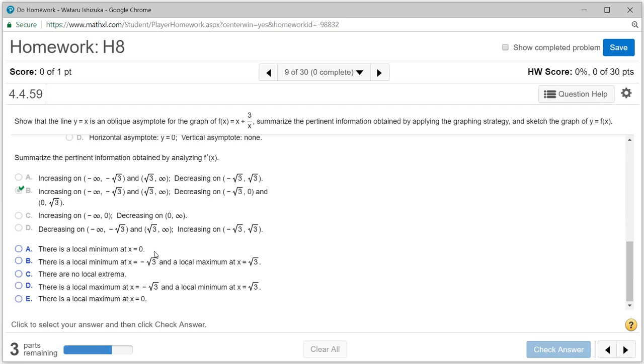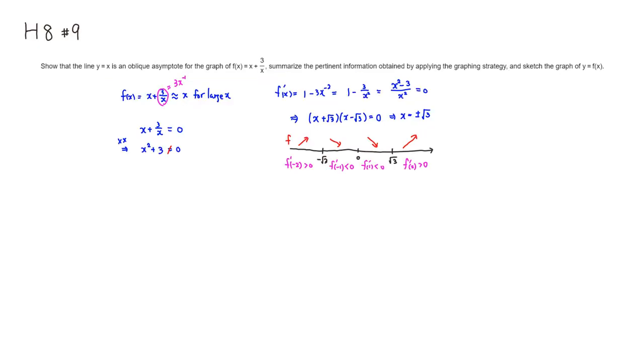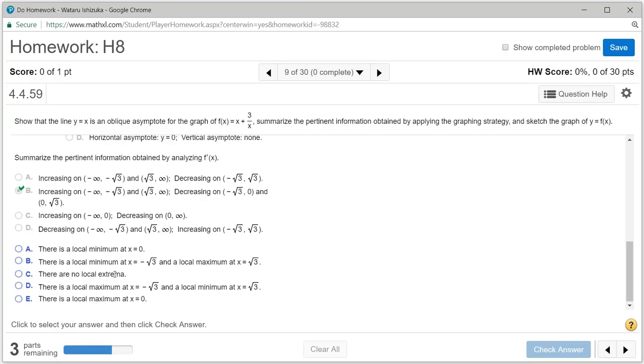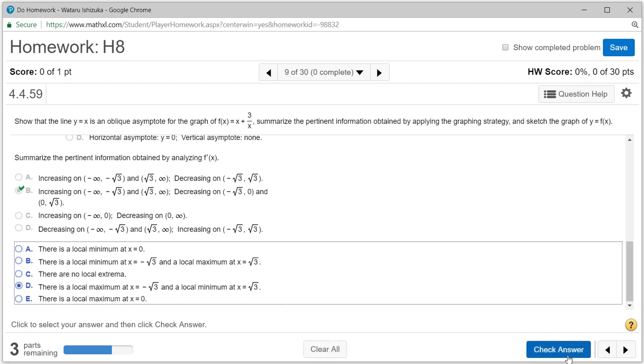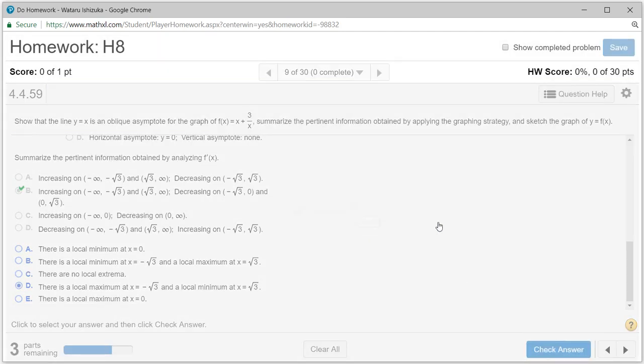All right, then let's see. We want to see if there's a local maximum or minimum. You can see that here, since the function goes from increasing to decreasing, you have a local maximum at negative square root of 3, and here is a local minimum at square root of 3. So let's check that. Local maximum at negative square root of 3 and local minimum at square root of 3, so D is the right answer. All right, we got that.